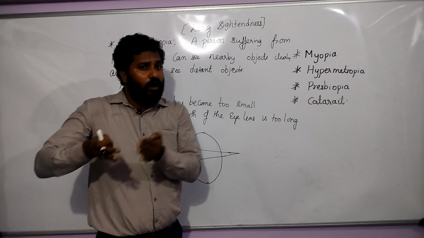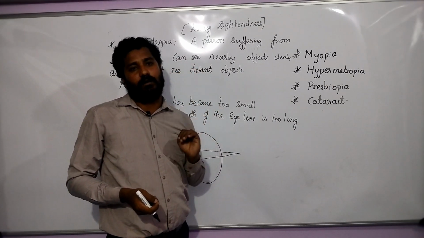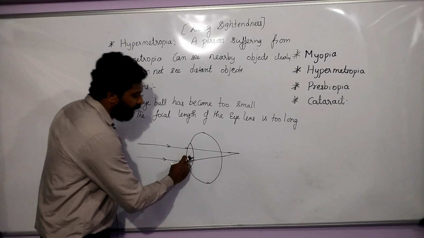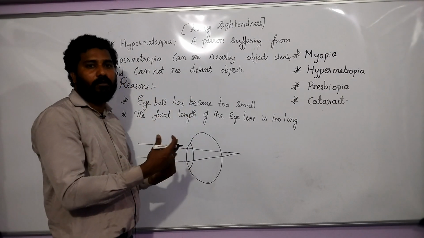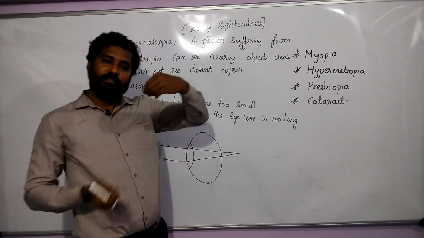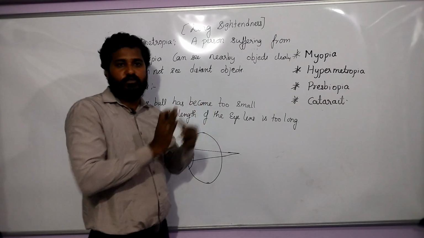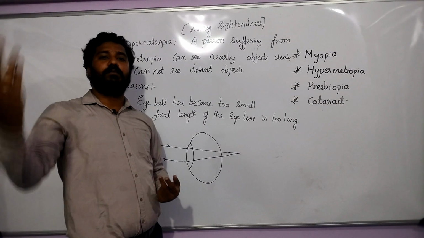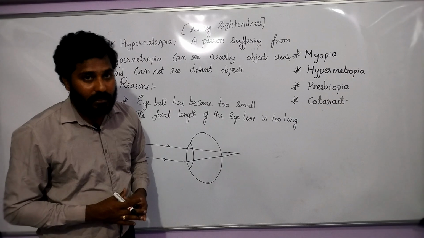If you want to see the object, it has to form its image on our retina. But here we are unable to make it. At the same time, if the focal length of the eye lens is too long, if the eye lens is very, very thin, then when it is thin, the focal length will increase. So it is thinner than usual. When the eye lens is so thin, its focal length will be so high. At that time, it is unable to form the image on the retina.